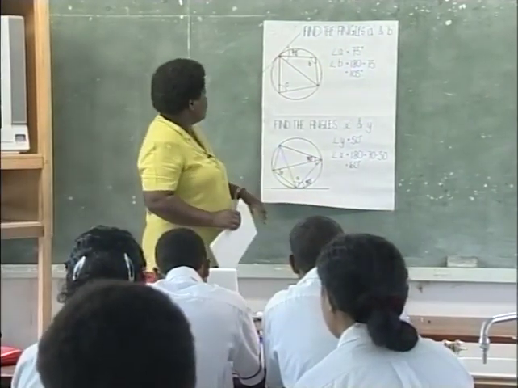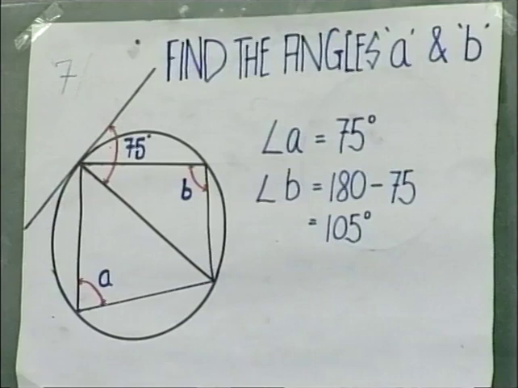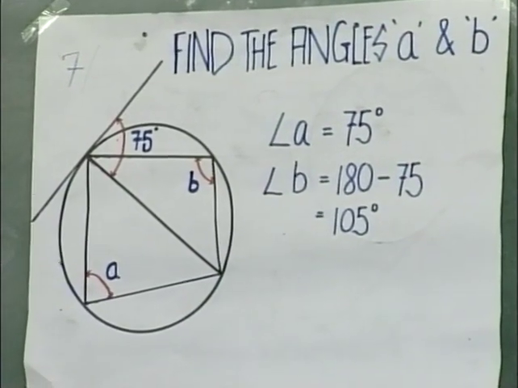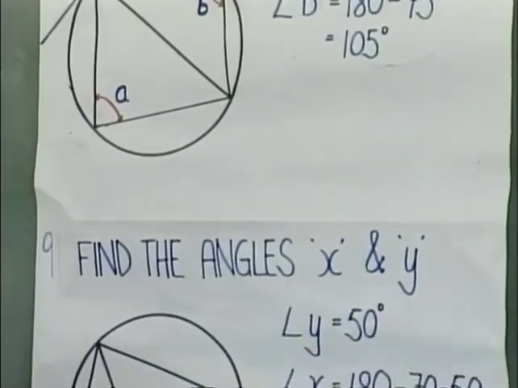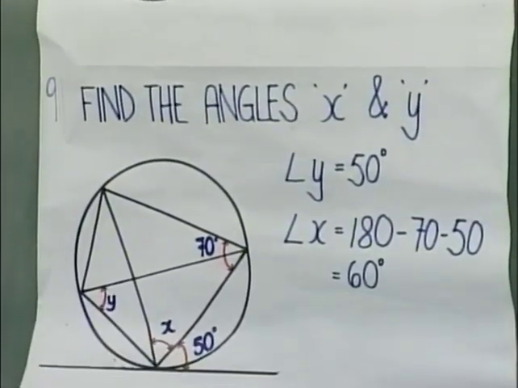Okay, question 7, A is 75, B is 105, and question 9, X is 60 degrees and Y is 50 degrees, and you've heard the reasons why.